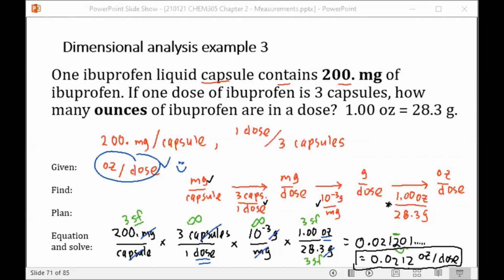And again, just in case you're having trouble with my handwriting there, I was trying to squish it in at the bottom. It's 0.0212 ounces per dose, and that's rounded to 3 sig figs.